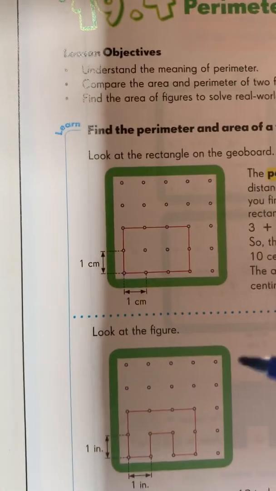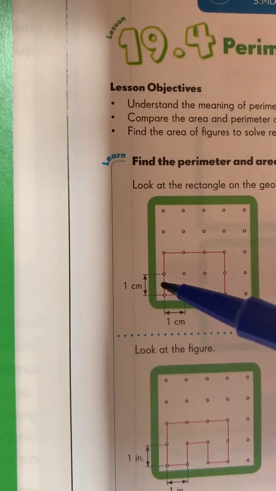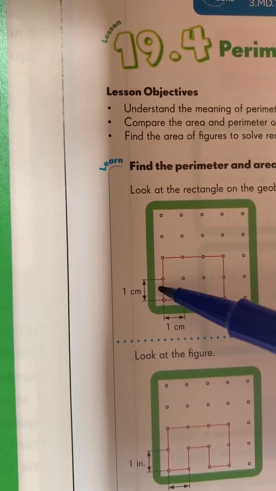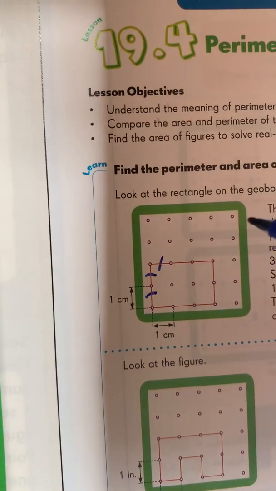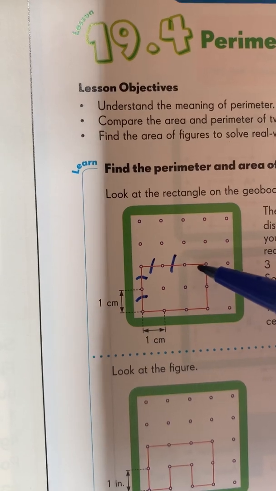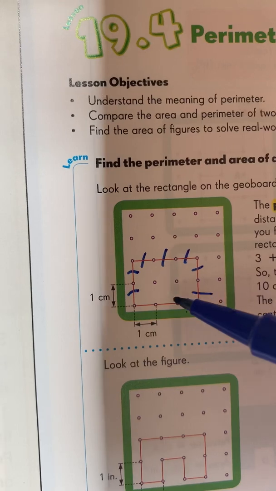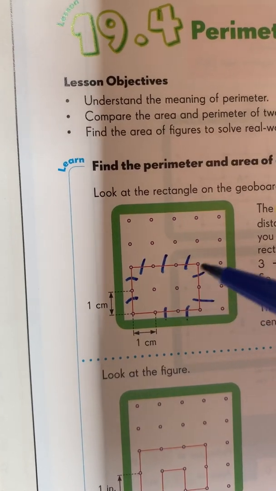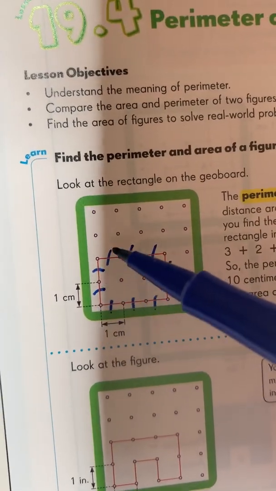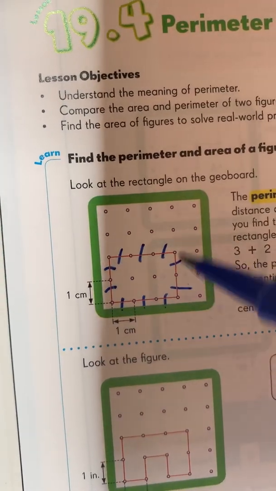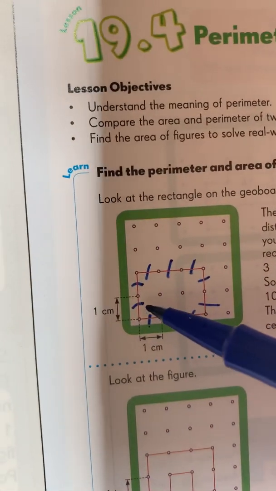I want you guys to do the same thing that I am doing here. So look, I'm going to count how many centimeters there are. 1, 2, 3, 4, 5, 6, 7, 8, 9, and 10. So I added up all of the different sides that there are in this rectangle in order to make the perimeter.